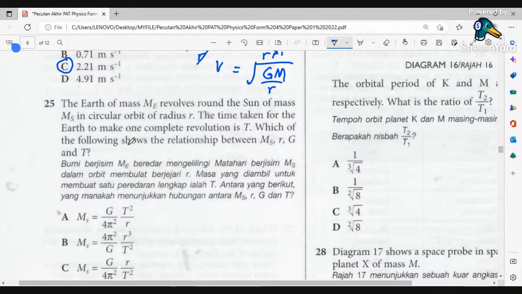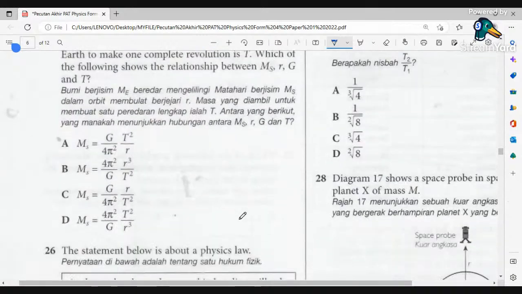Earth of mass ME revolves around the Sun of mass MS in a circular orbit of radius r. The time taken for Earth to make one complete revolution is given. Which of the following shows the relationship between the mass of the Sun, R, G and T? Okay, this one also uses a formula.